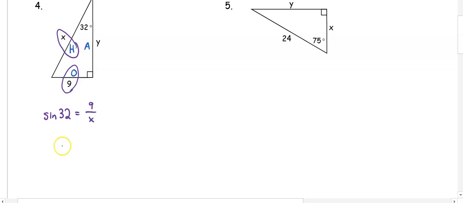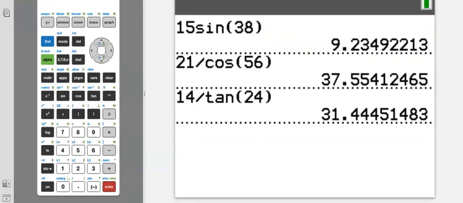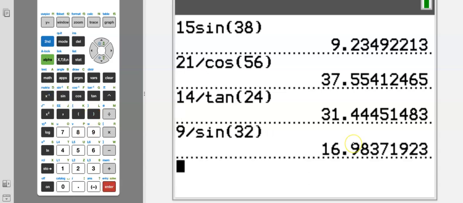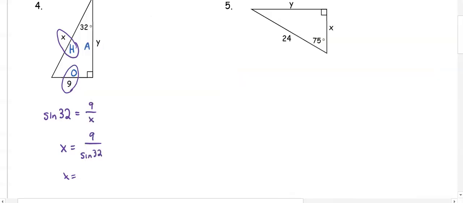Because x is on the bottom, we are dividing. So 9 divided by the sine of 32. And this is going to round to 17.0. Make sure you put the 0.0 to show that you rounded and that's not an actual exact answer that we got. So x is 17.0.